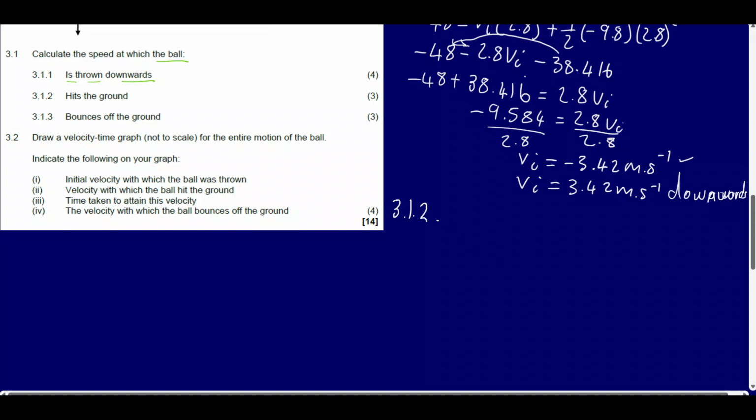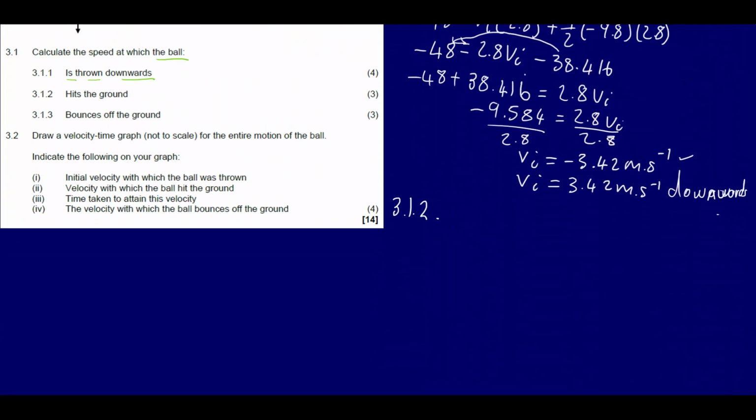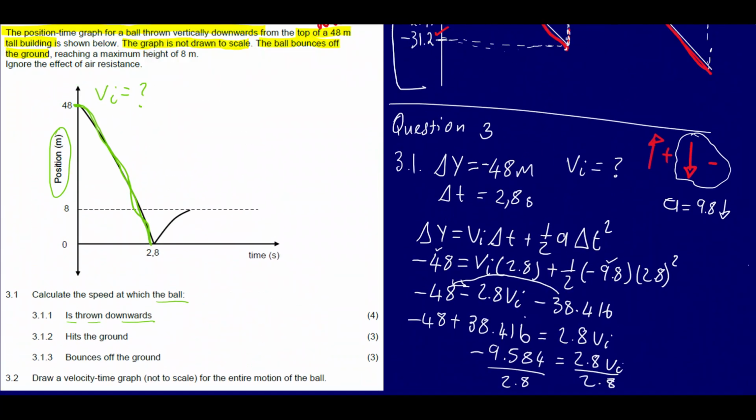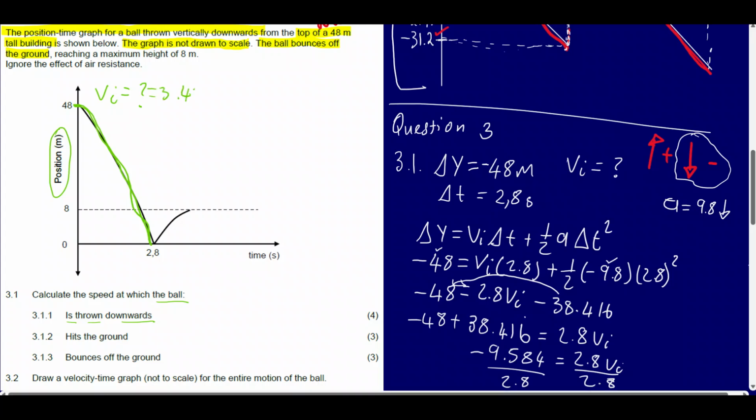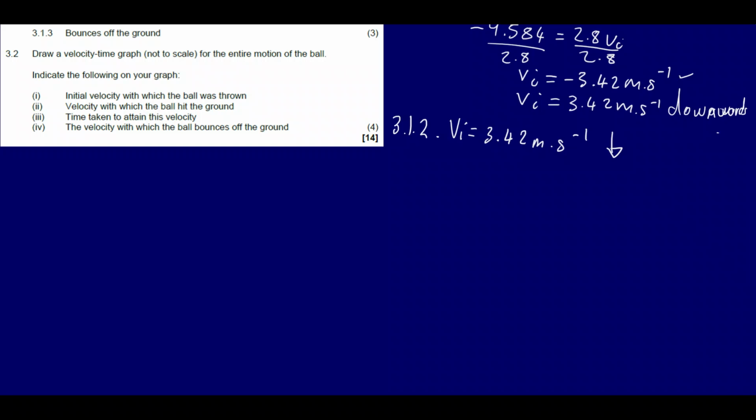Let's calculate 3.1.2. So 3.1.2 here, calculate the velocity that it's going to hit the ground. We now already have the vi, and the vi is 3.42 meters per second, and it's going downwards. Remember, it's that velocity there. So what is the final velocity here? At this point, we don't have it. So we're looking for the final velocity, and I think we can calculate it. We can find a suitable formula.